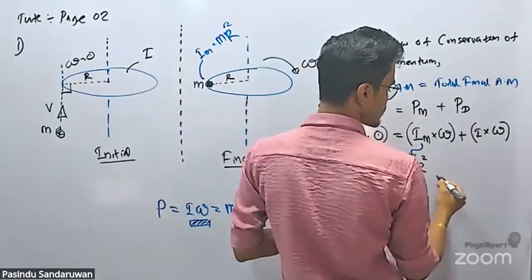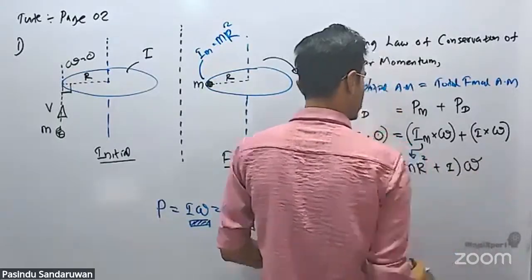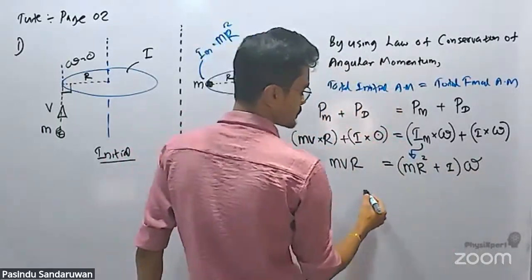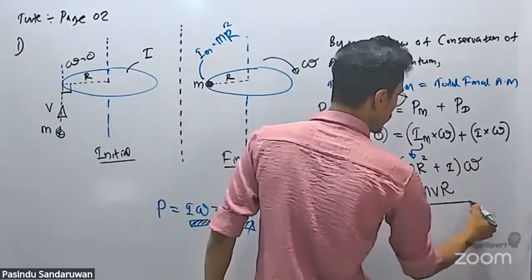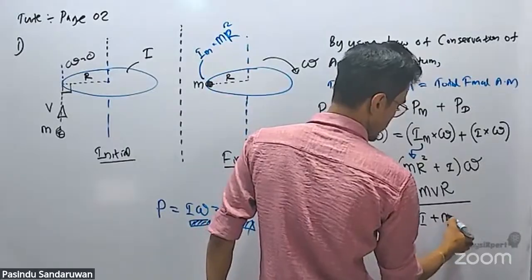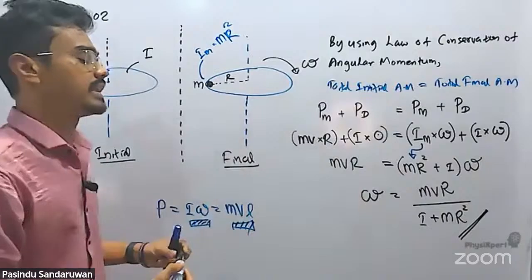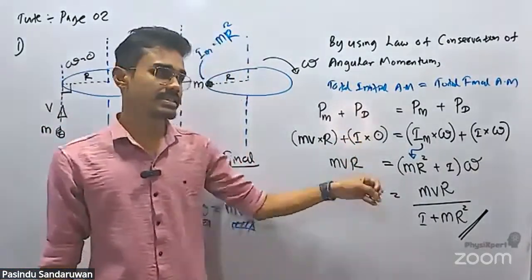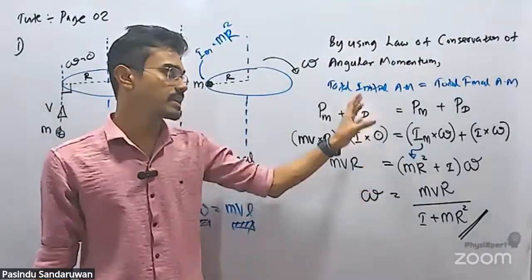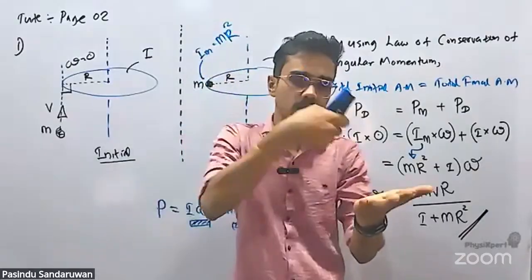Now omega is common. Take omega out. So omega of the motion is given by MVR over I plus MR squared. This is the new angular velocity of the disk, disk in the sense the system. Both child and the disk rotate with this angular velocity once the child is onboard.